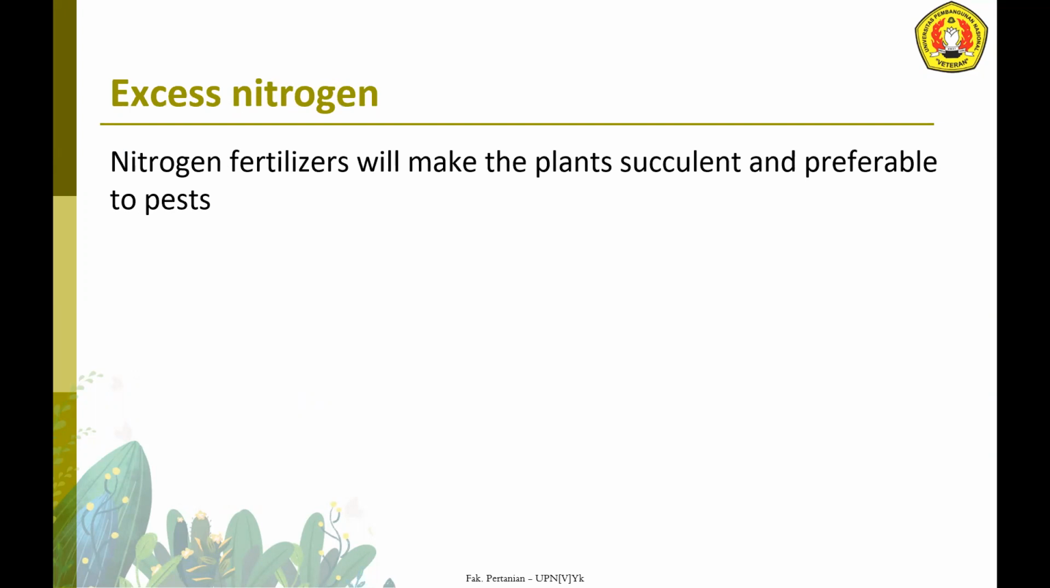Excess nitrogen, kelebihan nitrogen. Nitrogen fertilizer will make the plant succulent and preferable for pests. Jadi semakin banyak kita berikan nitrogen, semakin suka hama itu untuk makan tanaman kita.